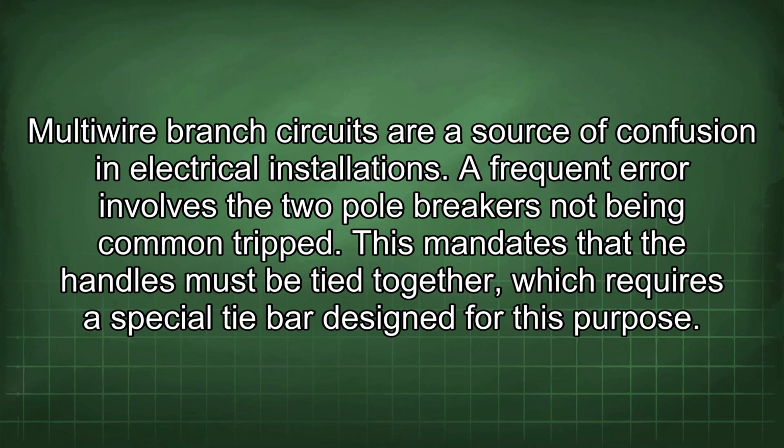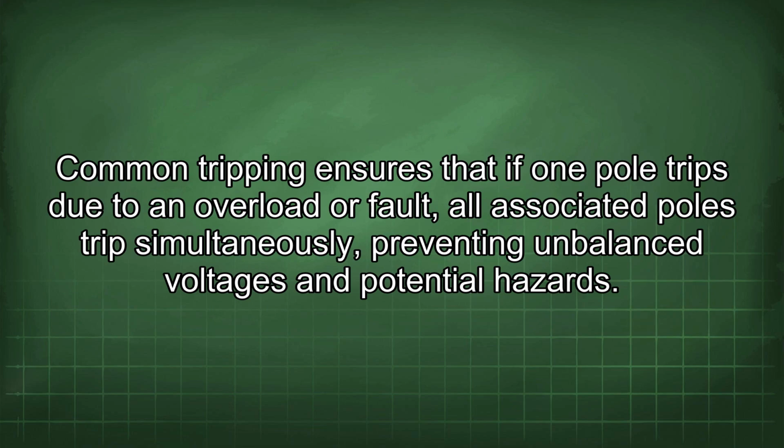Multiwire branch circuits are a source of confusion in electrical installations. A frequent error involves the two-pole breakers not being common tripped. This mandates that the handles must be tied together, which requires a special tie bar designed for this purpose. Common tripping ensures that if one pole trips due to an overload or fault, all associated poles trip simultaneously, preventing unbalanced voltages and potential hazards.